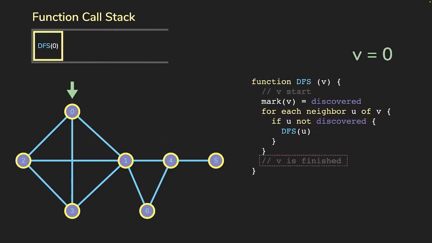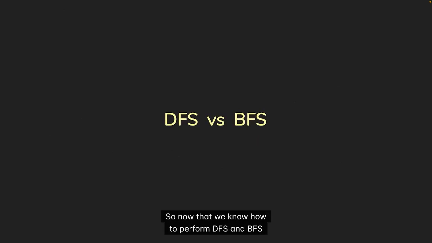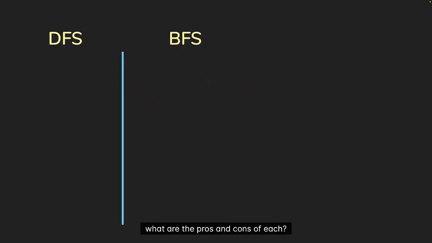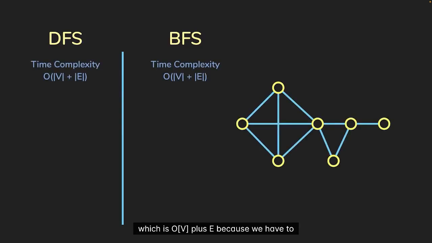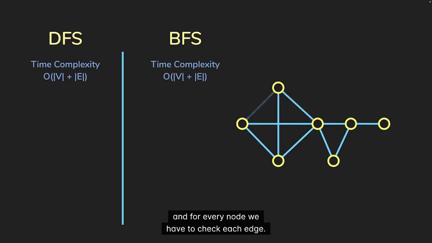So now that we know how to perform DFS and BFS, what are the pros and cons of each? Well, both of them have linear time complexity, which is O of V plus E, because we have to go through every node, and for every node, we have to check each edge. So we end up checking every edge and every node in our graph.